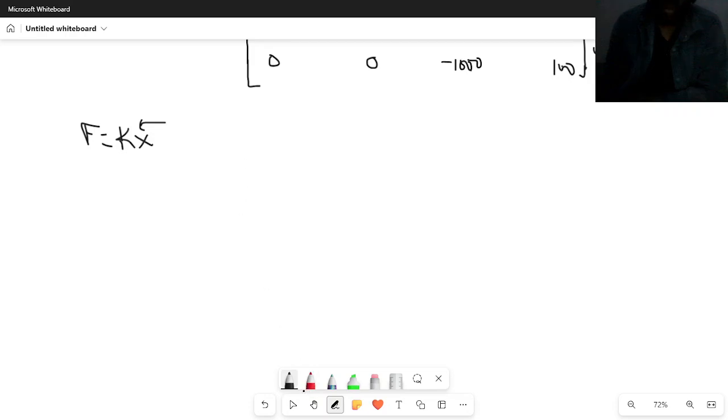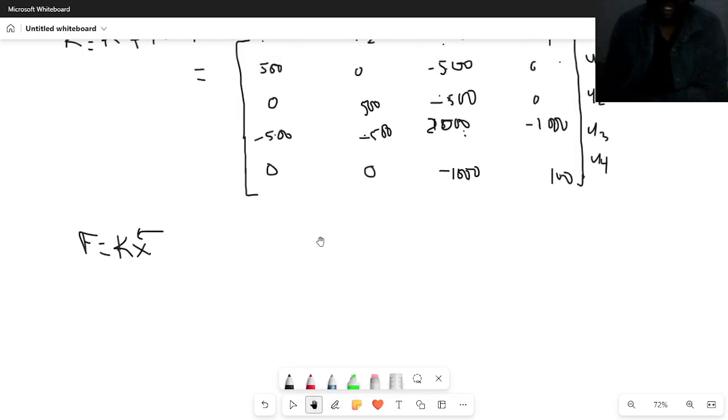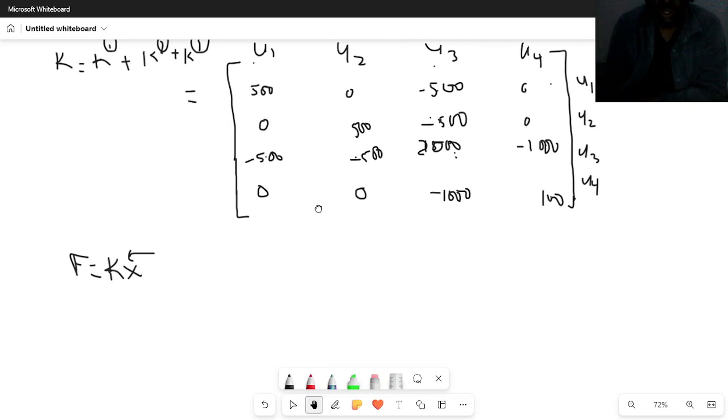But remember, now we apply the concept on the global matrix that we found. So how do we do this? Okay, we know that for the first node, let me just write, first node 3.